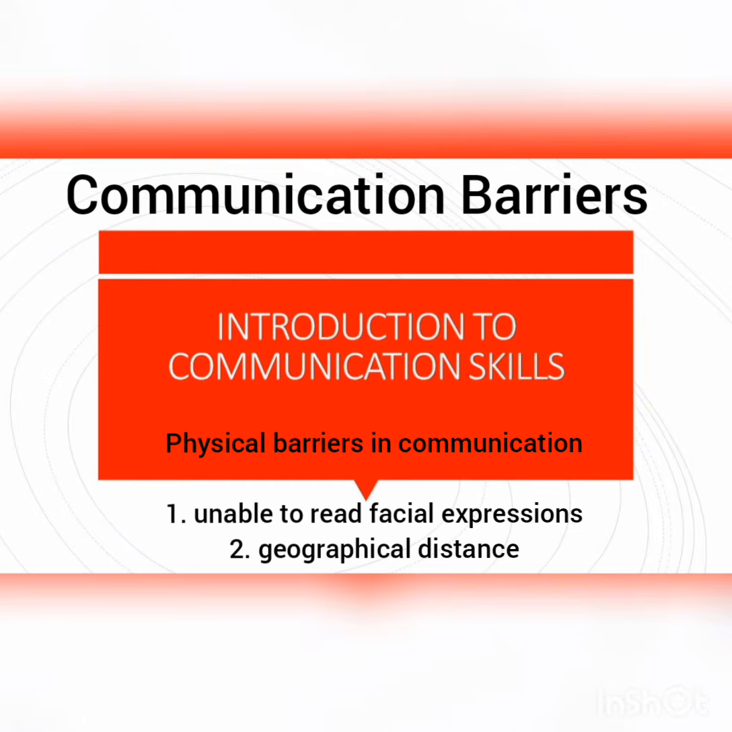For example, when a source or the sender is not visible to the receiver, there might be barriers in communication because the receiver may not be able to read the facial expressions and other important aspects of interpersonal communication. So geographical distance here does create barriers because people may not communicate as effectively as they would like to due to the physical distances that separate them.